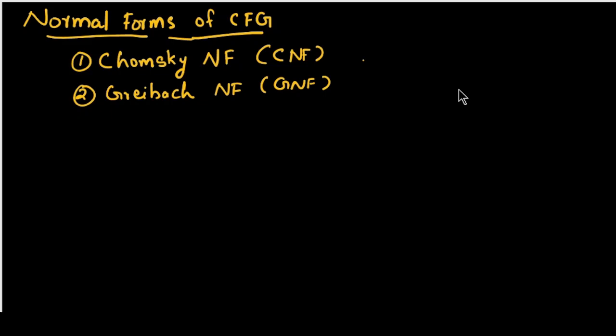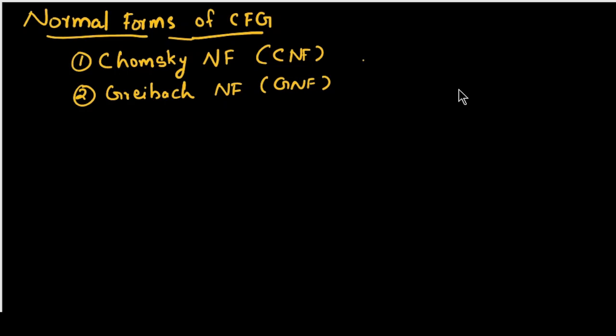So today we are going to see the normal forms of context-free grammar. There are two possible normal forms in context-free grammars: one is Chomsky normal form and the other is Greibach normal form. Why should we convert any CFG to normal form? It reduces the complexity of the production rules, and the time complexity required to derive any string is reduced when we convert it into normal forms. That is the main advantage of converting any CFG to normal forms.